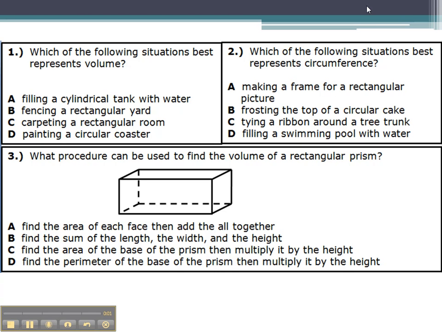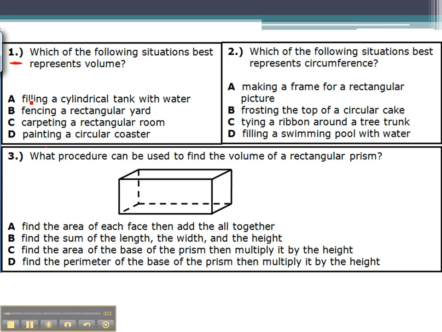This is the review for tomorrow's test on volume of prisms and cylinders, and there'll be some questions also on perimeter, area, and circumference, which is what we did in the last test. Number one asks us which of the following situations best represents volume.